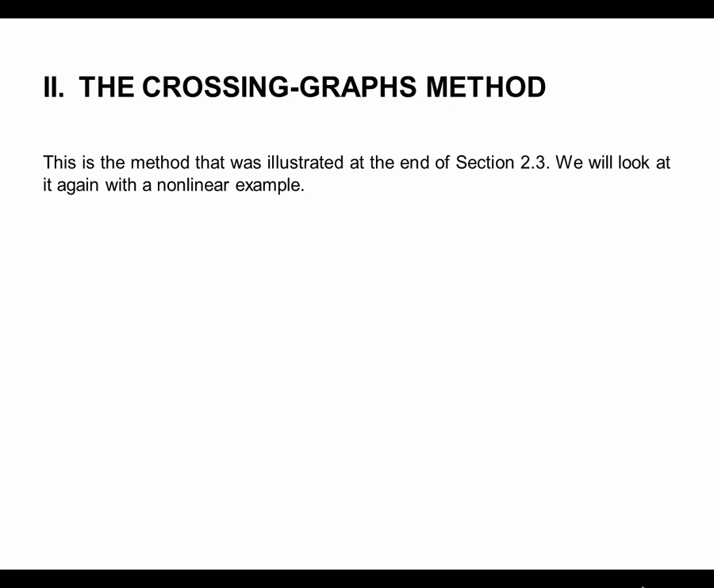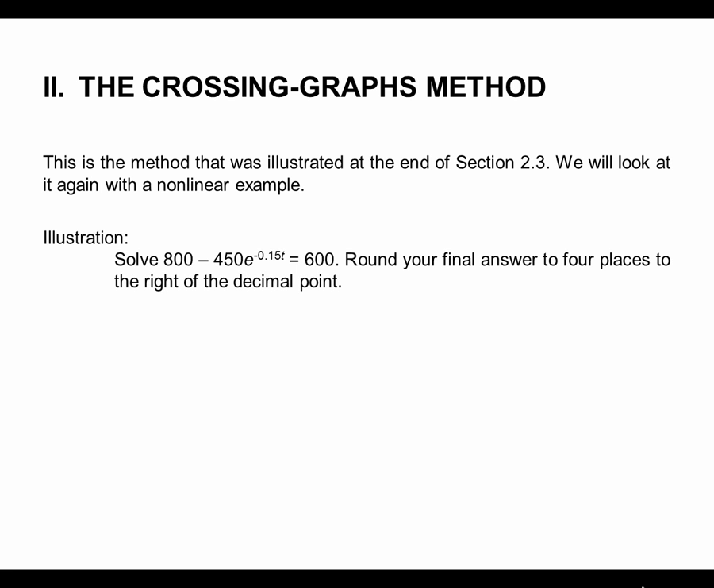Okay, this is the method that was illustrated at the end of section 2.3. We're going to look at it again with a nonlinear example, one that we really could not solve by hand. So again, as the name implies, the idea is to find out where two graphs cross. As an illustration, let's solve 800 minus 450e to the negative 0.15t equals 600. Round your final answer to 4 places to the right of the decimal point.